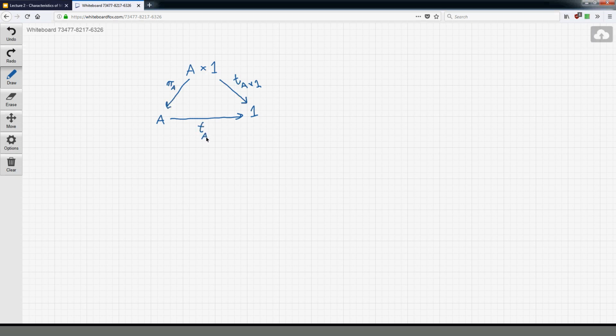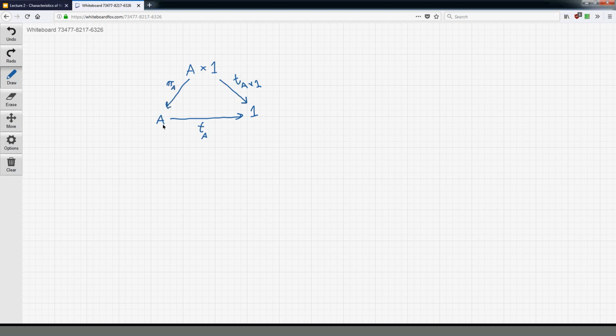And this is just the terminal object. Okay, so in order to prove that these two objects, A and A cross 1, are isomorphic, we already have a morphism going one way. We have to find an inverse to this projection morphism. So, let's see, what could it be?